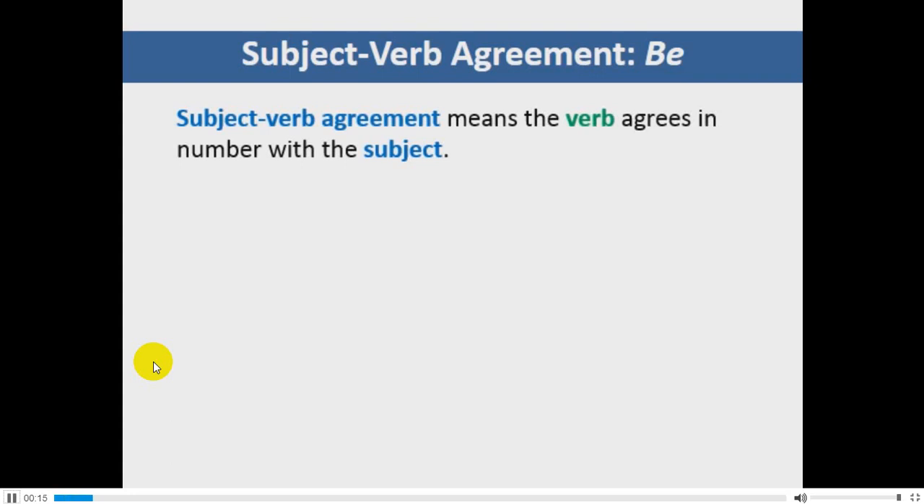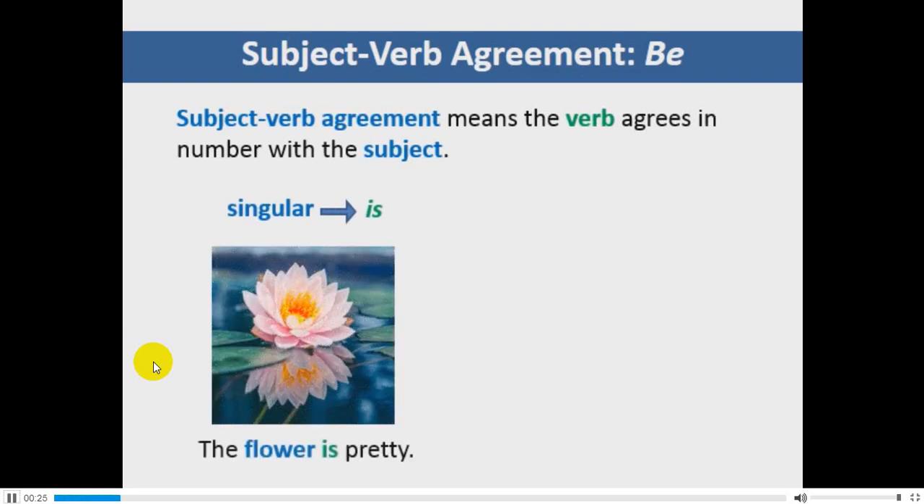In English, the subject and verb of a sentence must always agree. When we use the verb be and the subject is singular, we use is. The flower is pretty. With plural subjects, we use are.